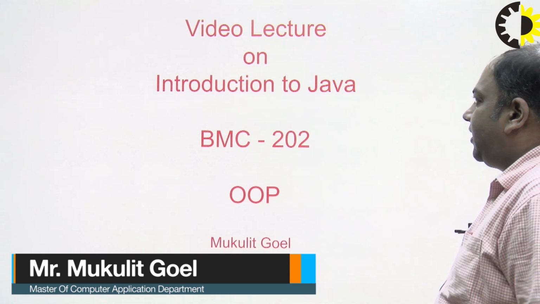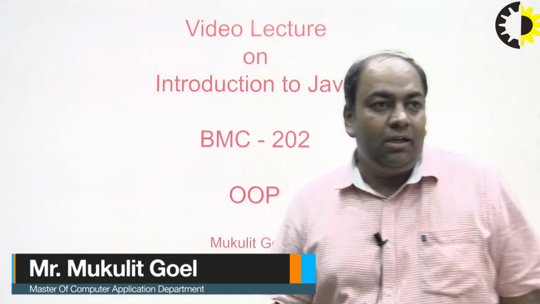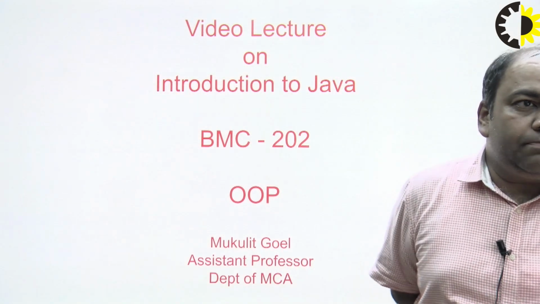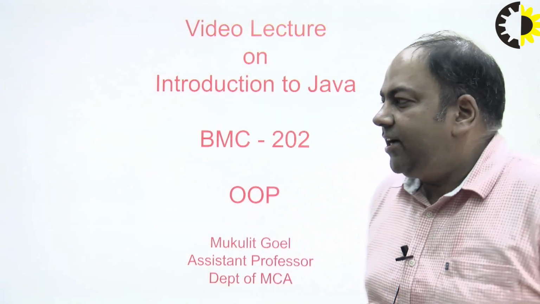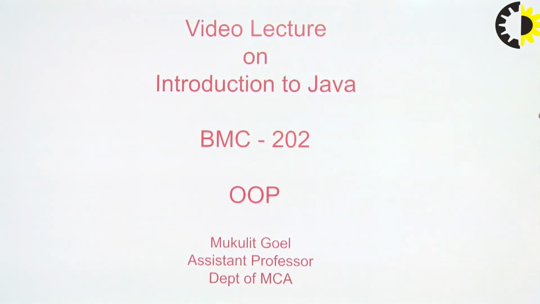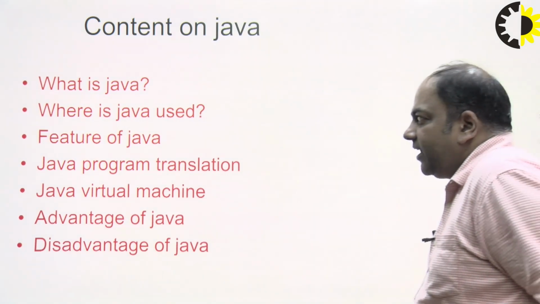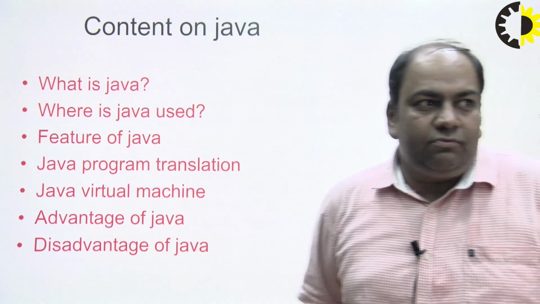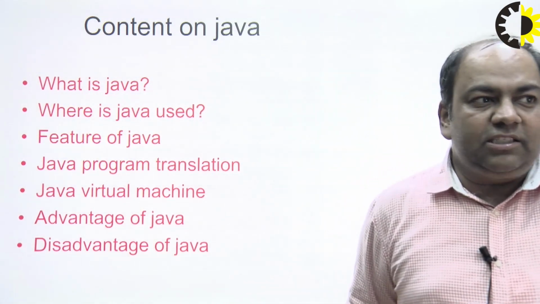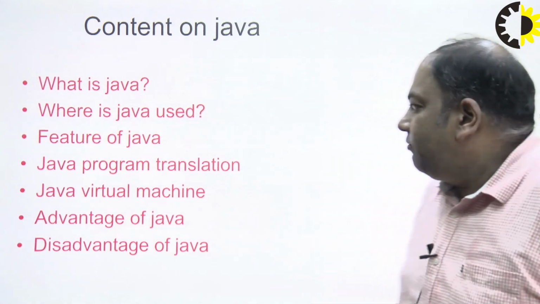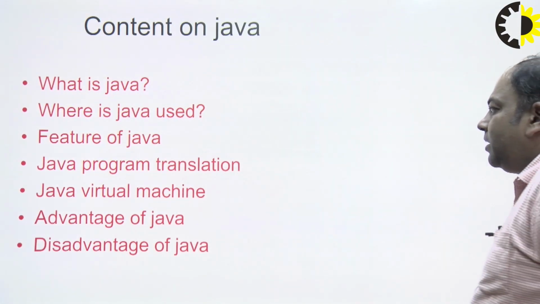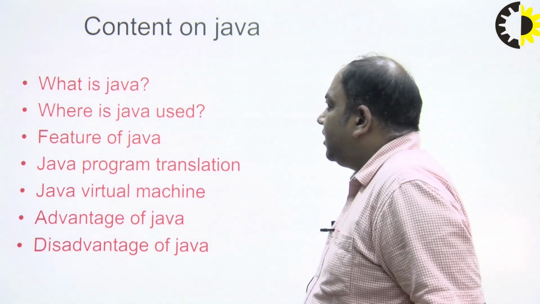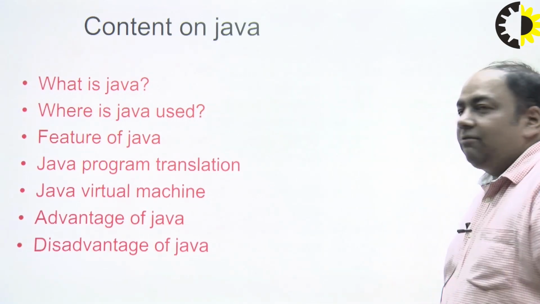Today I am going to take a lecture on Introduction to Java from the subject code BMC 202, and the subject name is Object Oriented Programming. I will first start with the content of my slides, in which I can explain what is Java, where it is used, features of Java, how we translate the program, what is JVM, and advantages and disadvantages with the control structures in Java.